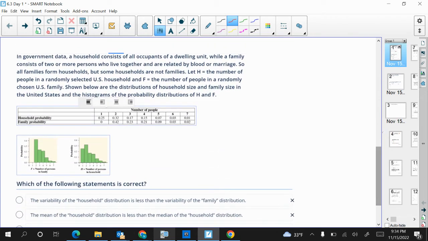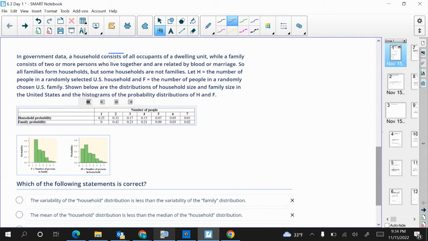All right, there's a lot going on here, so we'll take a look now. In government data, a household consists of all occupants of a dwelling unit, while a family consists of 2 or more persons who live together and are related by blood or marriage. So all families form households, but some households are not families. Let H equal the number of people in a randomly selected U.S. household, and F equal the number of people in a randomly chosen U.S. family. Shown below are the distributions for household size and family size in the United States.